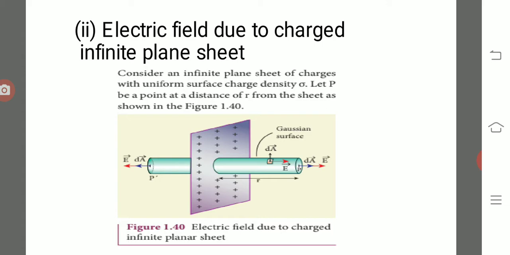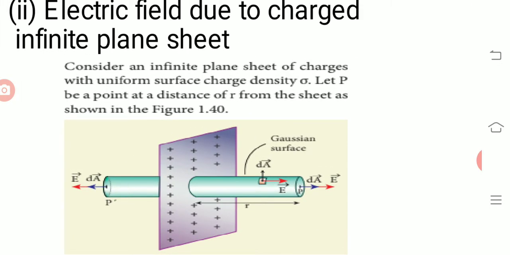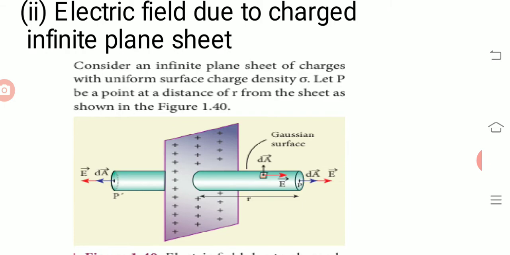Second application of Gauss law: electric field due to a charged infinite plane sheet. Consider an infinite plane sheet of charge with uniform surface charge density sigma. Let P be a point at a distance of r from the sheet, as shown in figure 1.40.